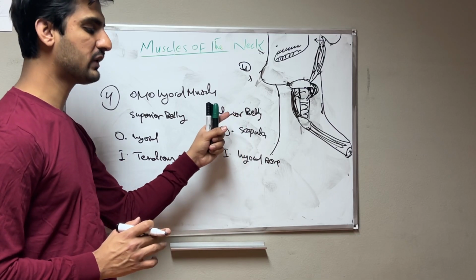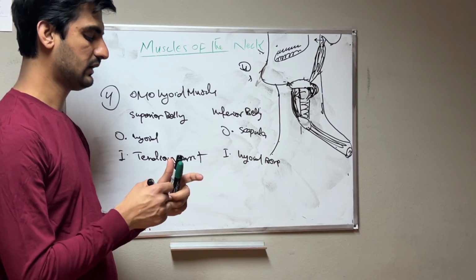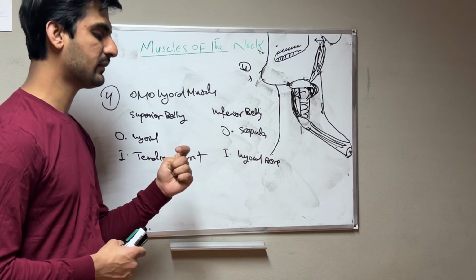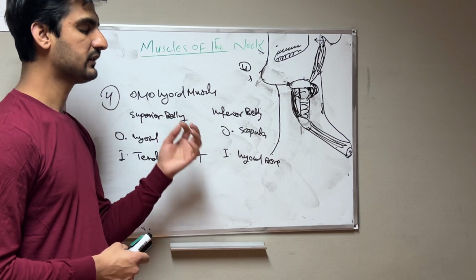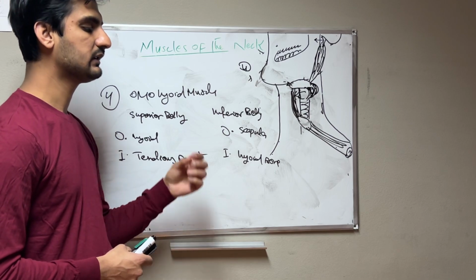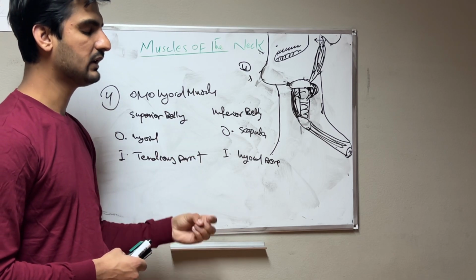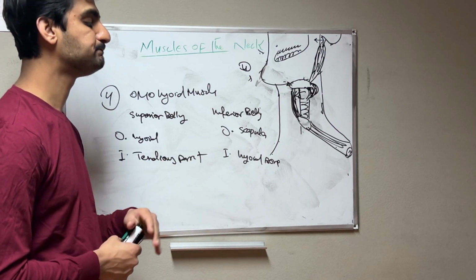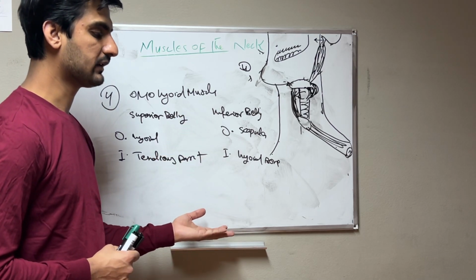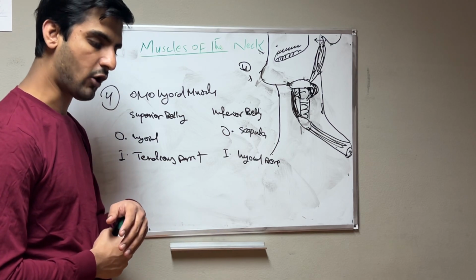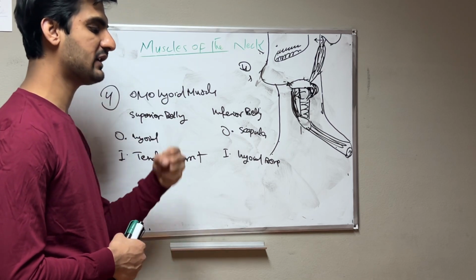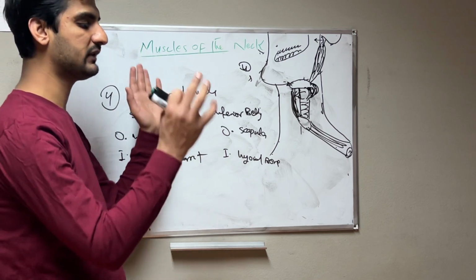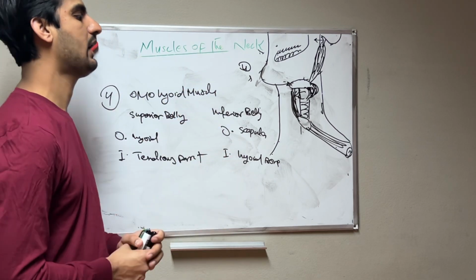Four suprahyoid muscles and four infrahyoid muscles, so in total eight muscles. Suprahyoid: first, digastric muscle; second, stylohyoid muscle; third, mylohyoid muscle; fourth, geniohyoid muscle. Then infrahyoid: sternohyoid muscle, sternothyroid muscle, thyrohyoid muscle, and fourth, omohyoid muscle. All these muscles have the function of holding the hyoid bone in place.